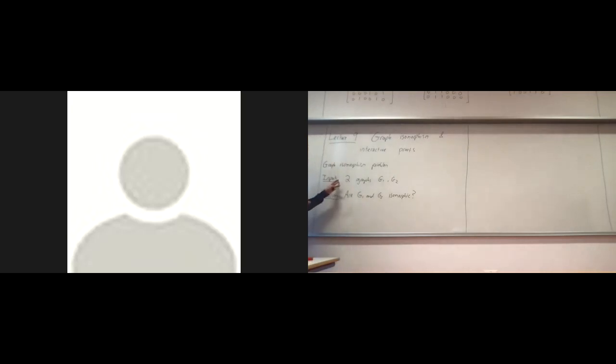I'll come to that in a moment. But just to say, we're inputting two graphs, G1 and G2. Of course, if they have a different number of vertices, then they can't be isomorphic. So we might as well assume that they have the same number of vertices, and occasionally that will be convenient.